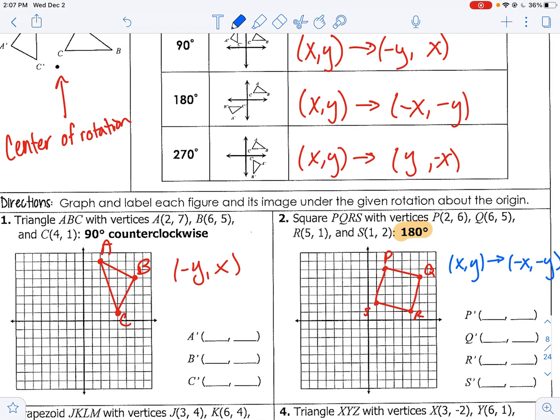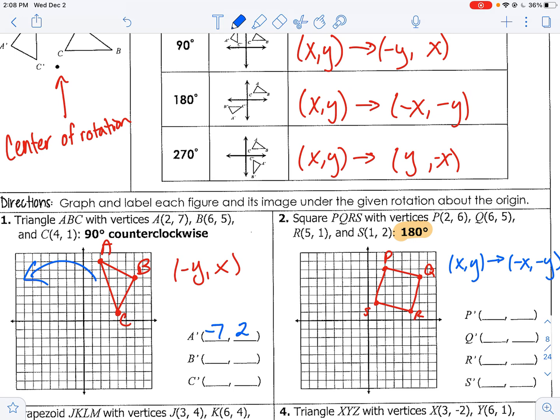I've got a 90-degree counterclockwise rotation. I'm going to rotate this 90 degrees counterclockwise, so we'll end up somewhere in that second quadrant, somewhere over there. And our rule is xy goes to negative y, x. So A, 2, 7, that's xy. What is negative y? Negative y would be negative 7 because y was 7. And x, we know, was 2. So A prime, 2, 7 goes to negative 7, 2.